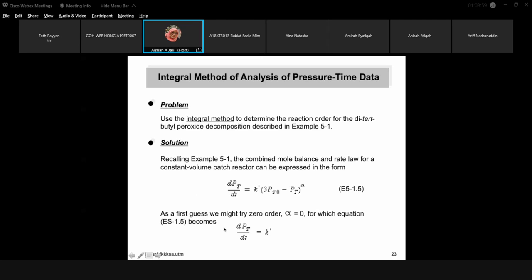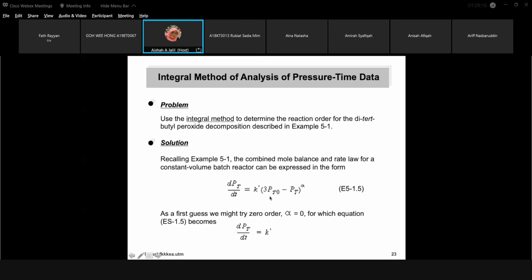As a first guess, we might try zero order. When zero order, this equation becomes like this. Okay? You got it?